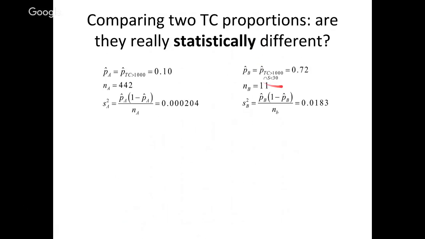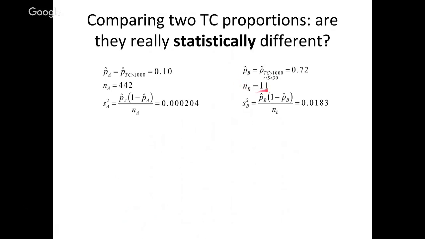And I'm not sure why I used the notation here. It's a little confusing because that looks like an intersection instead of a conditional. But anyway, you get the idea. And lo and behold, when I calculated that number, the probability that you're going to get TC greater than 1,000 when the sample has less than 30 salinity is much higher. It's 0.72 compared to 0.1.